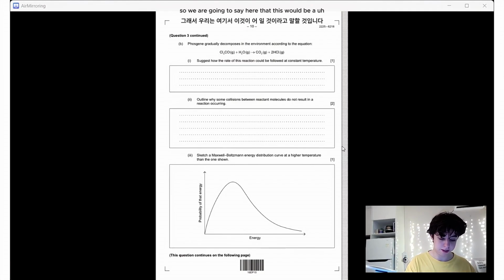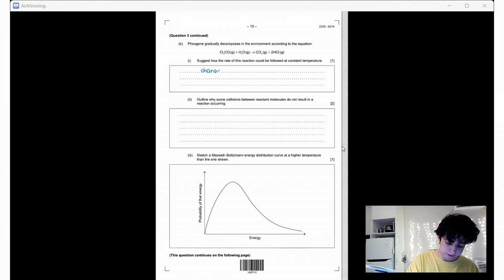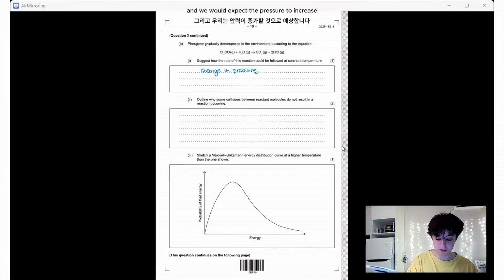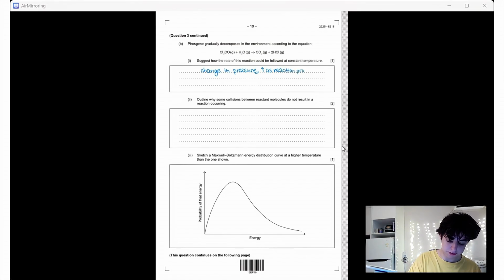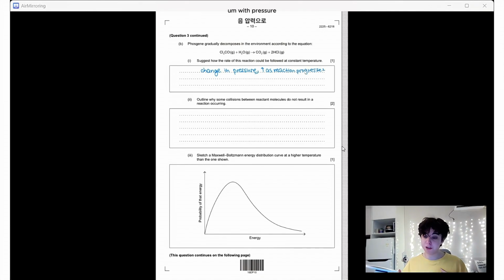So we are going to say here that this would be a change in pressure. And we would expect the pressure to increase as the reaction progresses because our moles of gas is increasing. Okay, so that was what we would expect to see. With pressure, anytime that you can do a change in pressure, you can most likely do a change in volume. So that also would be an option as well. But it would just be the inverse because pressure and volume are inversely related.